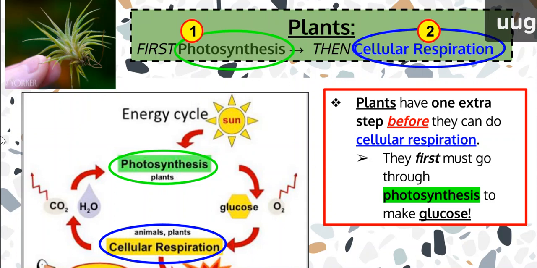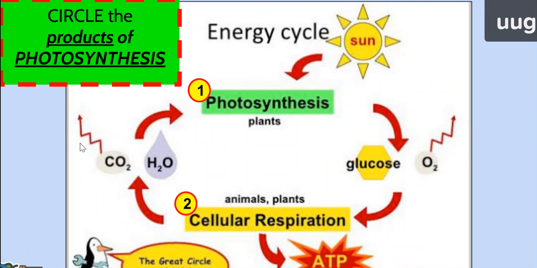Plants have that extra step before respiration. Animals do not have a chloroplast, therefore they cannot make their own sugar. How do animals get sugar? Well, we eat it. We either eat plants or other animals in order to get the sugar we need to make energy. So, these two processes are often drawn as a cycle because they rely on each other.